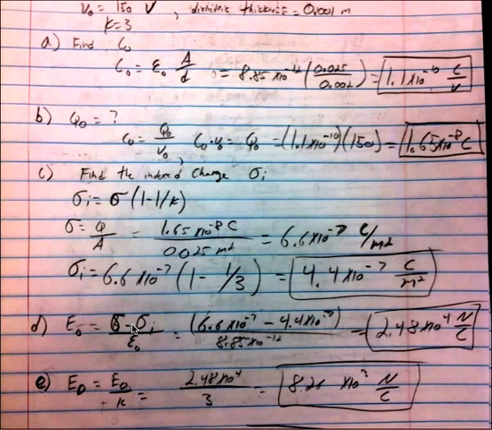Part D is to find the electric field between the dielectric and the plates. To do this, we're going to use tau minus the induced charge from the equation before, all divided by epsilon naught. When you do that, you're going to get 2.48 times 10 to the 4 newtons per coulomb.